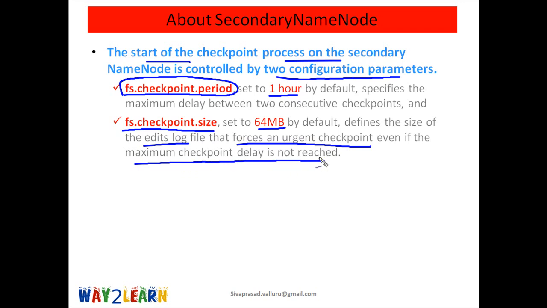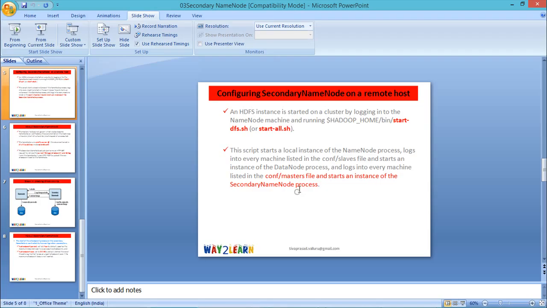So when will the secondary name node connect to the name node to create a checkpoint? Either after 1 hour, or immediately after the edit log file reaches 64 MB. In both the cases the checkpoint process will start. Okay. So that's about the secondary name node.